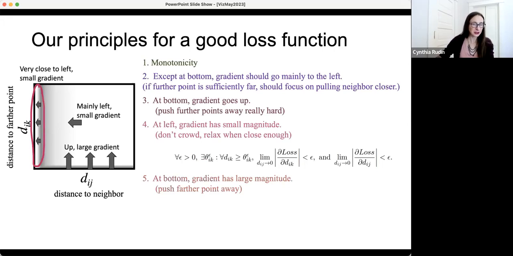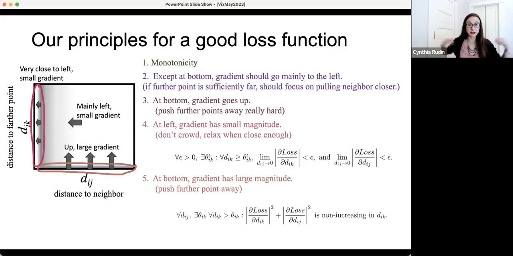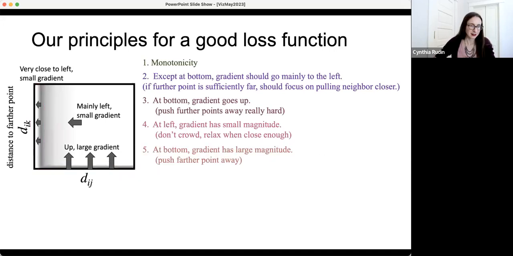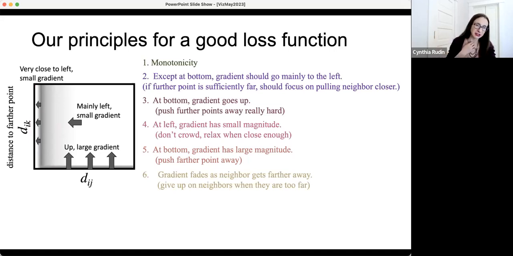Now at the bottom, the gradient always has a really large magnitude. If your enemy gets too close, you really want to push them away. That's not cool if they're nearby. All right, and then the last one is that the gradient should fade as your neighbor gets further away. So you should just give up on neighbors when they're too far. It's like, my friends drifted away. Bye, friend, I'm sorry. See you.